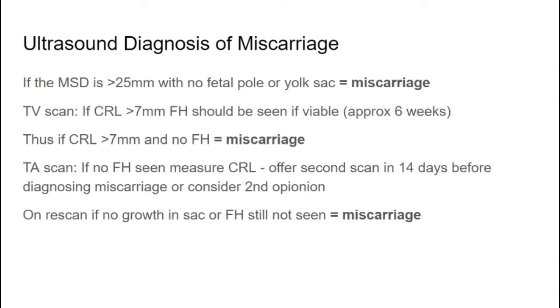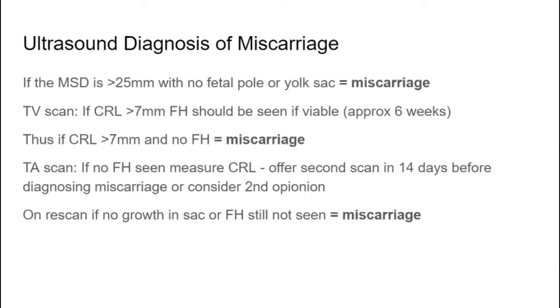If for some reason a woman has declined to have a vaginal scan or on a transabdominal scan, if you can't see the fetal heart, what you would tend to do is then measure the crown rump length and then offer a second opinion scan or rescan in 14 days to see if there's been any further development. You can consider a second opinion as well. And so on that second scan, if you still can't see a fetal heartbeat, then you would diagnose miscarriage.